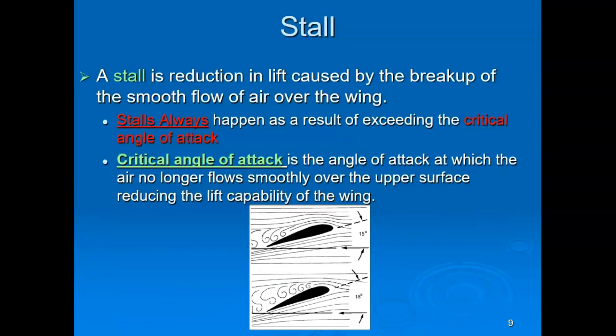So a stall is just the reduction in lift caused by the breakup of smooth air over the wing. In other words, the smooth flow of air starts to break up, and this always happens at the critical angle of attack. The critical angle of attack is the angle of attack at which the air no longer flows smoothly over the upper surface of the wing, and that reduces the lift capability of the wing.